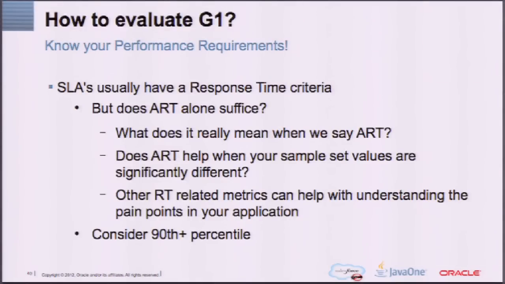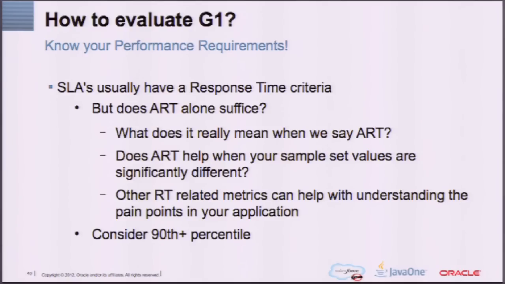We all know SLAs have this response time criteria. But what is average response time? It's basically adding up all your sample set and then dividing by the number of samples. So what happens when you have significantly varying values over a large sample set? Are you capturing them all? Not with average response time. So there are other response time metrics that you should consider: worst case response time, 95th percentile, 99th percentile, 90th percentile.